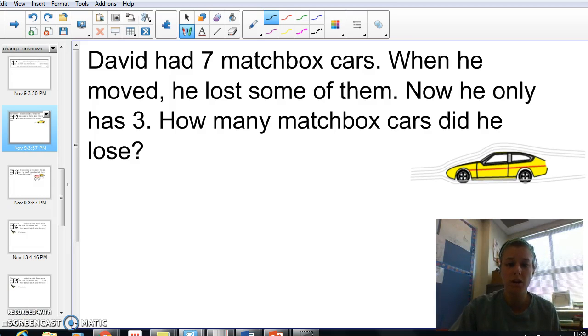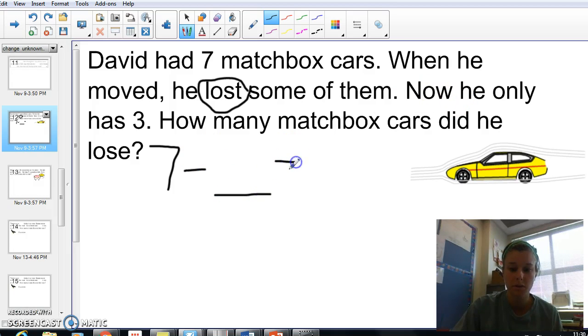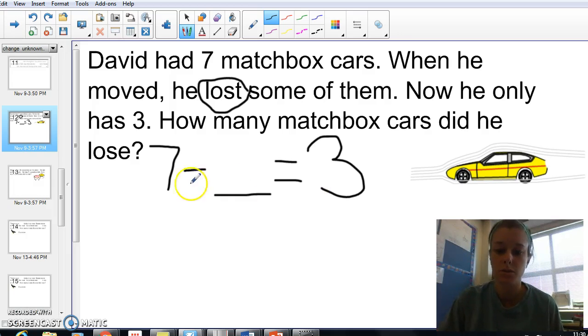So I need to write my equation. So let's think. David had 7 Matchbox cars. That's what I'm going to start with, a 7. When he moved, he lost some of them. Since he lost some of them, I'm going to assume that they're subtracting because when you lose something, it goes away. But I don't know how many he lost. Now he only has 3. So he has 3 left. How many Matchbox cars did he lose?